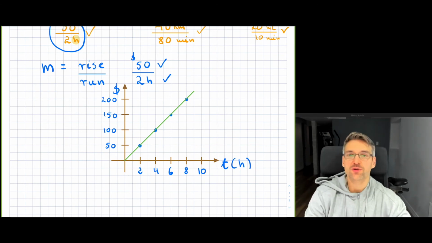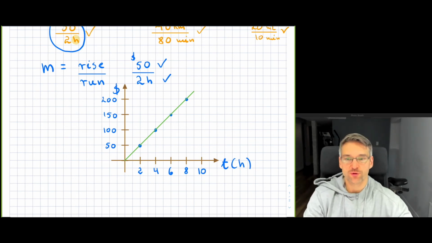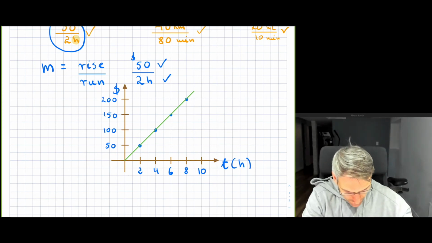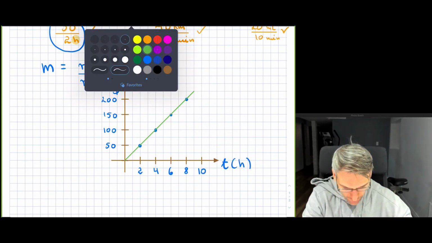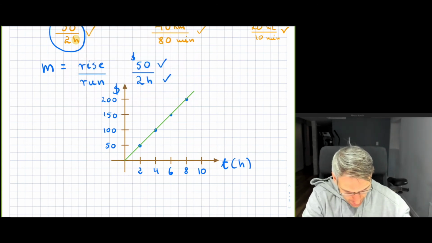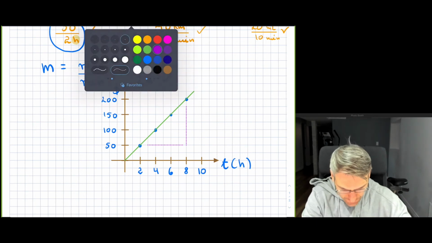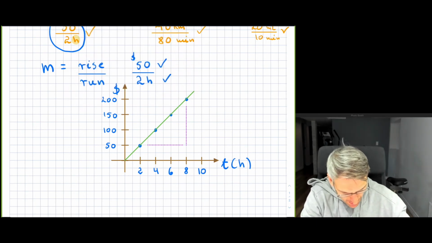And again, remember that your slope is your rise over run. So if I take my slope from any of these, and let's say label it, if I take, for instance, this point right here and this point right here, this would be my rise and this would be my run.